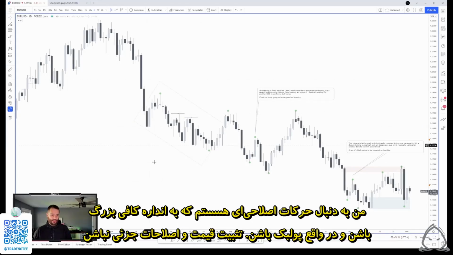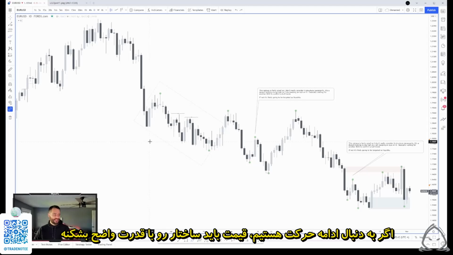I want to see a big enough retrace that looks like an actual pullback in structure and not just consolidation or some sort of correction. I want to see then price breaking structure to the downside or to the upside with actual intent if we are looking for a continuation.